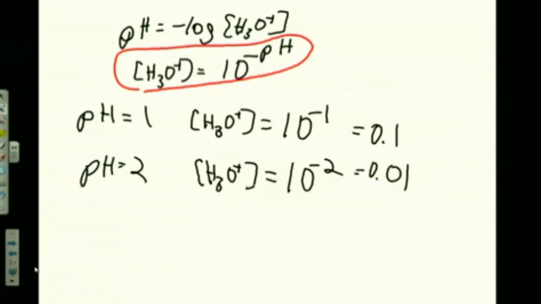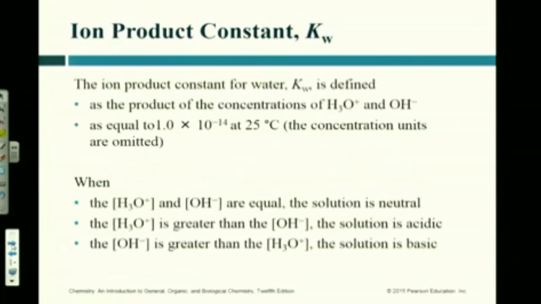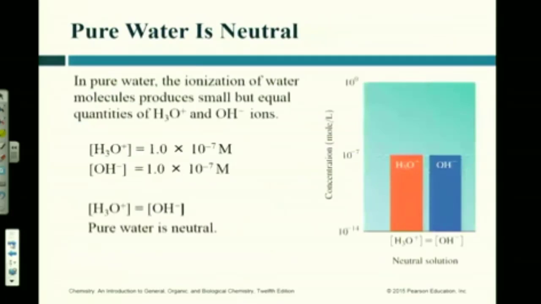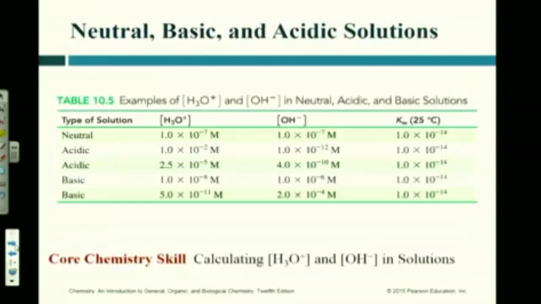Okay, look at them. pH 2 and pH 1. There's 10 times more hydronium at pH 1 than there is at pH 2. That's because the pH scale is a log scale. All right? Fair enough? Now, there's an example in here that I want you to see that we're going to do. We skipped a bunch of stuff here because we did it all.